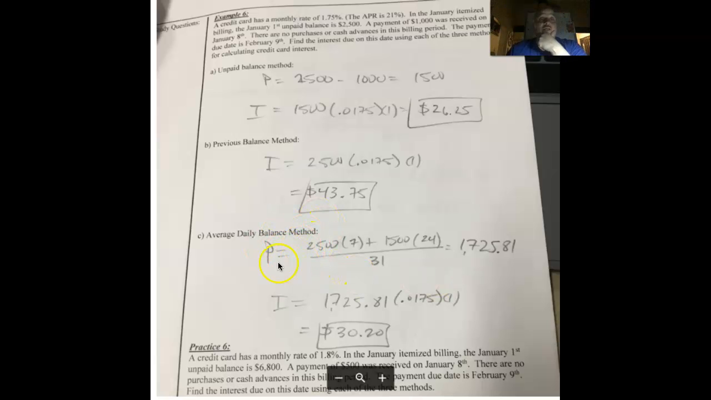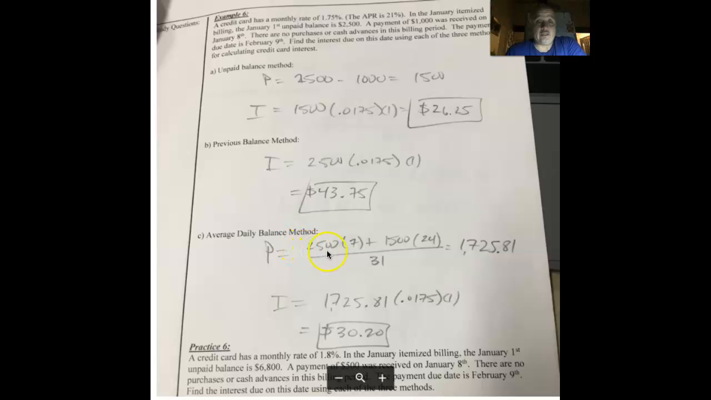And then you have the average daily balance method. So this is the one you kind of have to stop and think about. Basically it'll average out all the balances that were on the card during that month. You can see it's 2,500 times 7 plus 1,500 times 24 divided by 31. So it's averaging out the balance for the month.